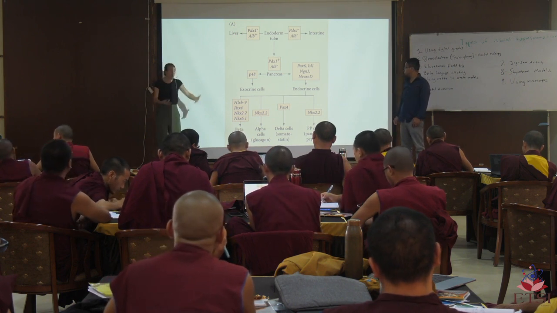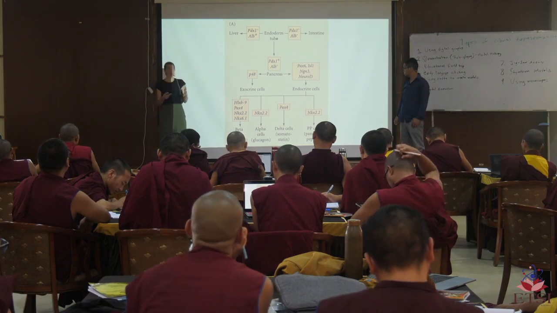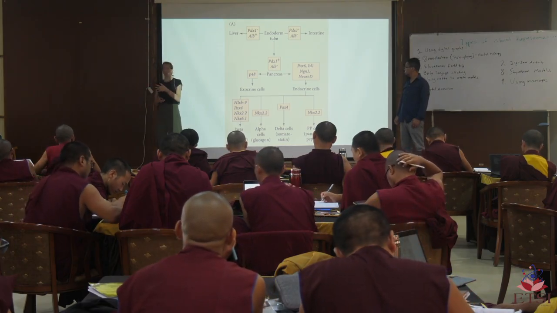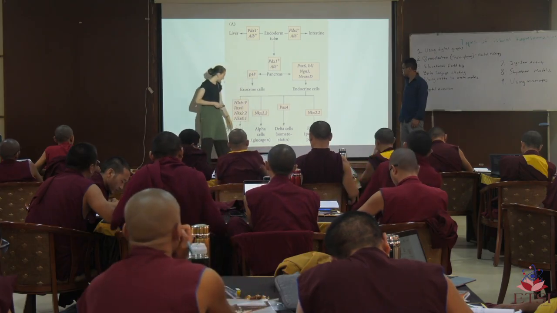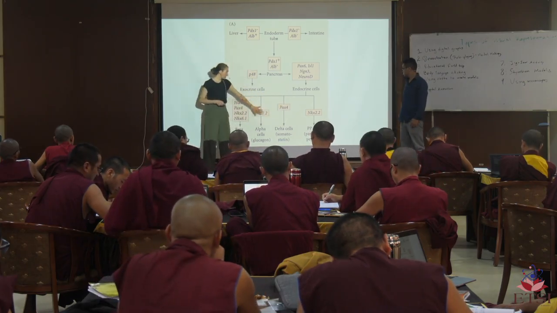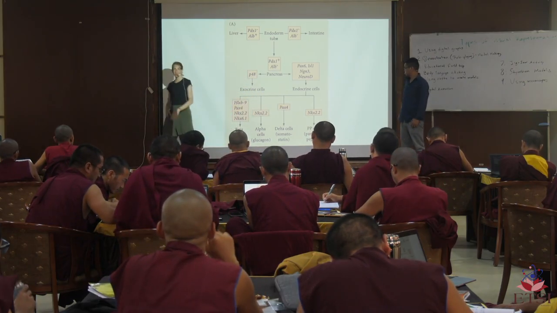And then from there, it can become even more specialized, right? So this is showing you the genes involved in this process of differentiation, that even within the endocrine cells, now there are 4 more options, and those depend on the genes that are shown there.